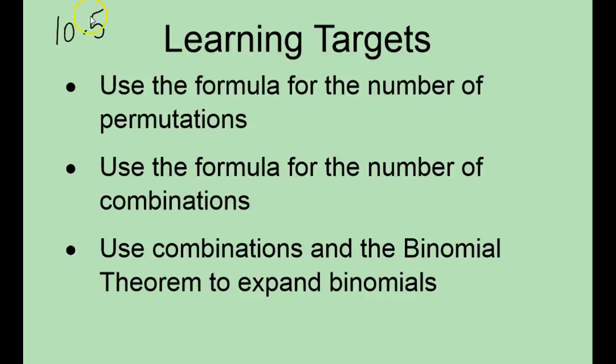All right, here we're looking at section 10.5. So our learning targets for this section are to use the formula for the number of permutations. Then we're going to use the formula for the number of combinations, and we're really going to figure out the difference between these two things. And then we're going to be using combinations in the binomial theorem to expand some binomials.